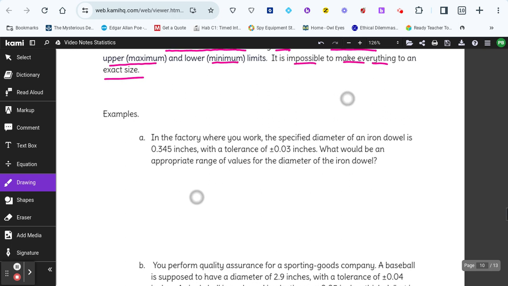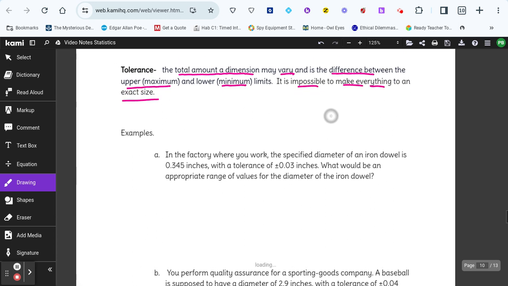Okay. All right. In the factory where you work, the specified diameter of an iron dowel, and a dowel is just like some little cylindrical piece of metal, is 0.35 inches. Okay, so the diameter.